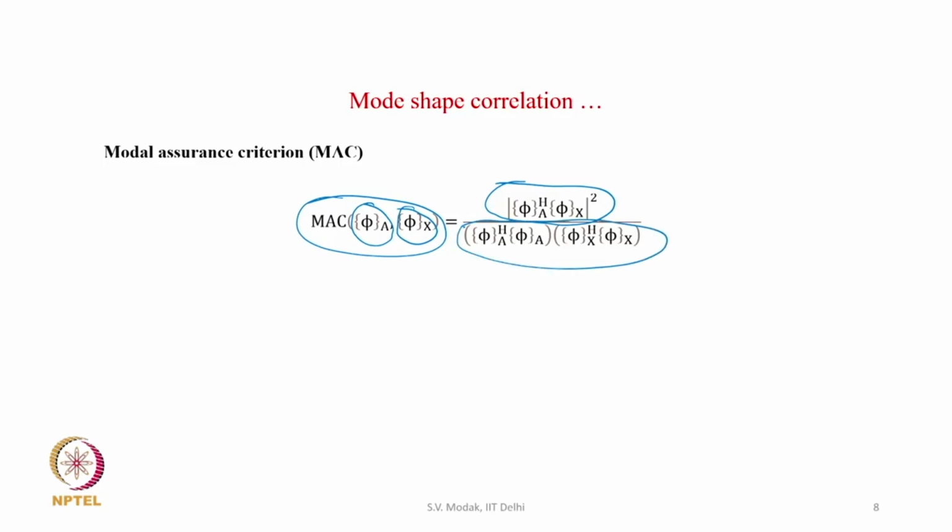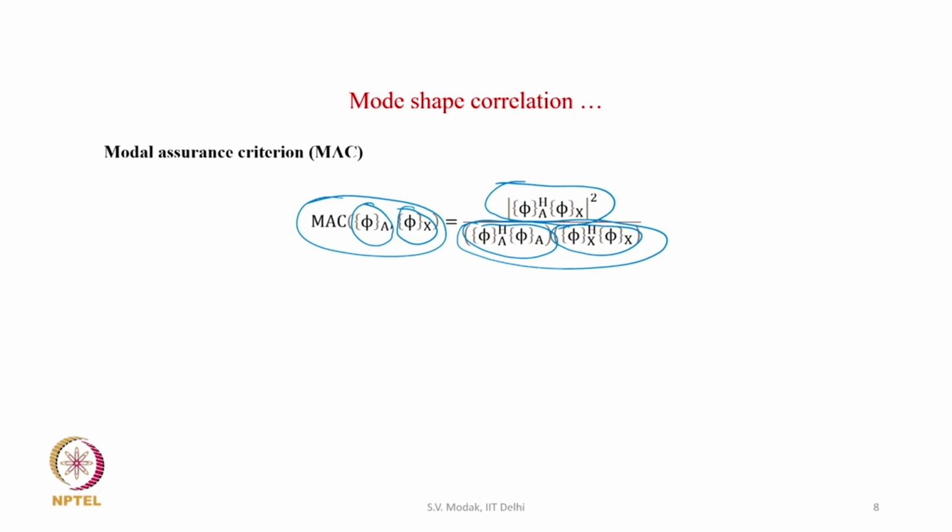It consists of the product of two quantities which are scalars. The first quantity is the dot product of the FE model mode with itself, and the second is the dot product of the experimental mode with itself. So, this is how the MAC value is defined and computed.